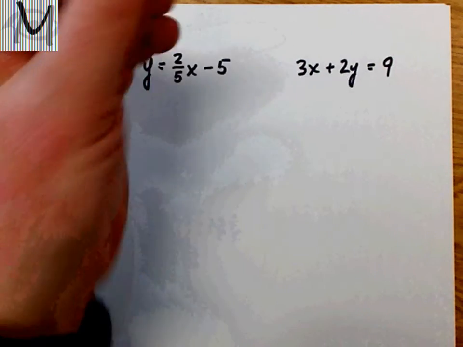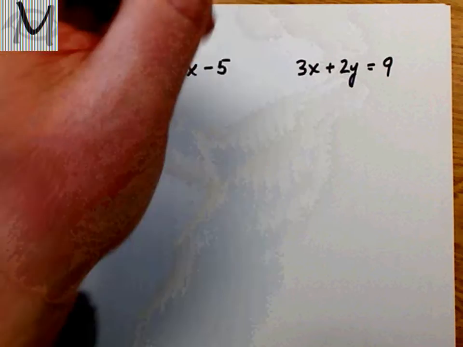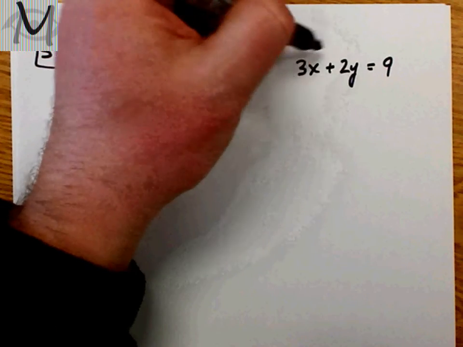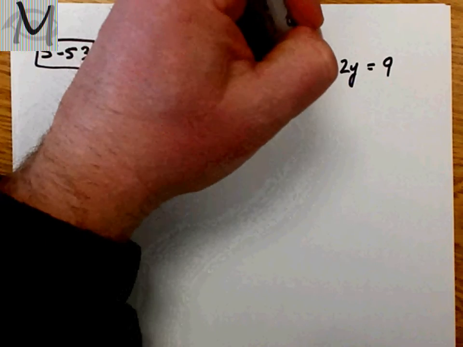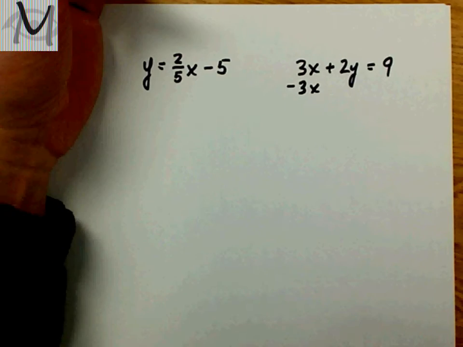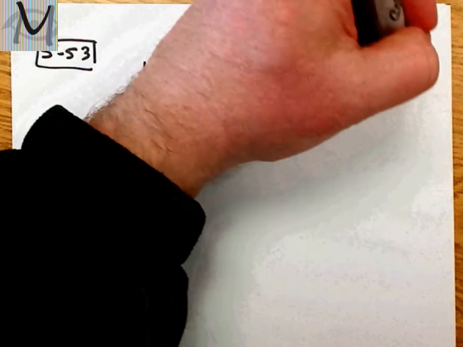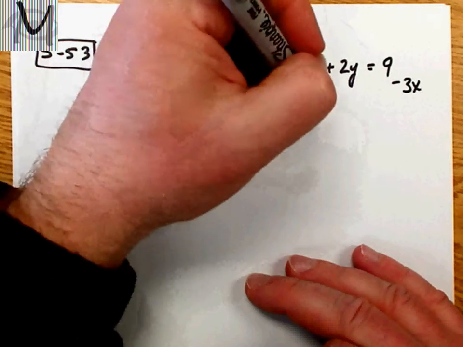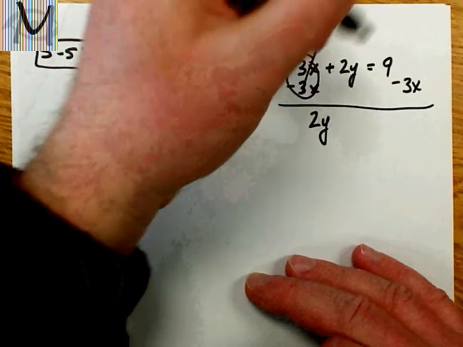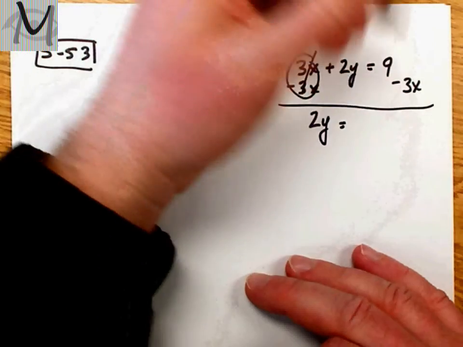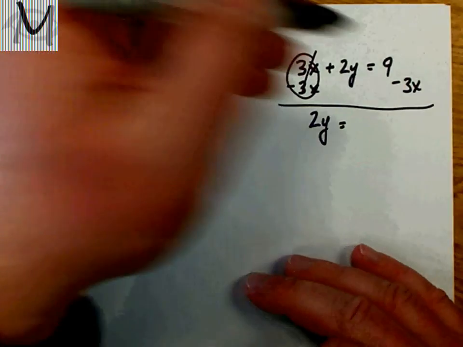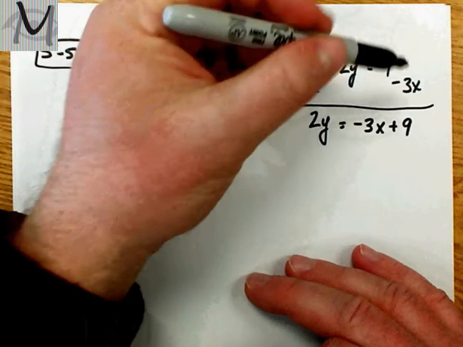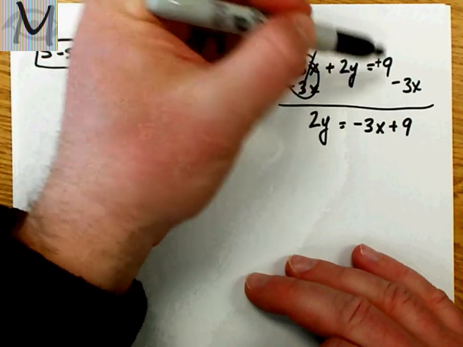So with this, understand that I'm going to isolate y by getting rid of all of this extra stuff. So we've got to create a zero pair. I'm going to subtract 3x, but in order to do that, I have to subtract 3x over here. There's your zero pair. And I'm left with 2y equals, and then again, I want to write it in mx plus b format, so I would write negative 3x plus 9.